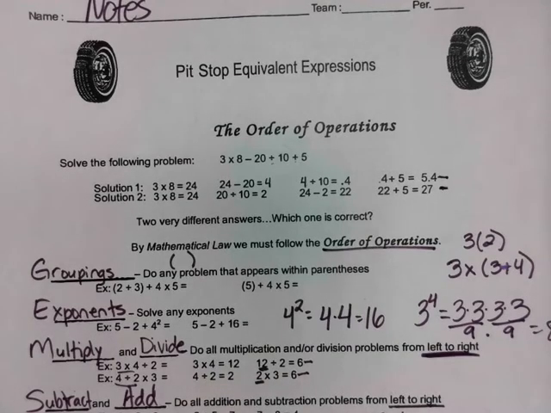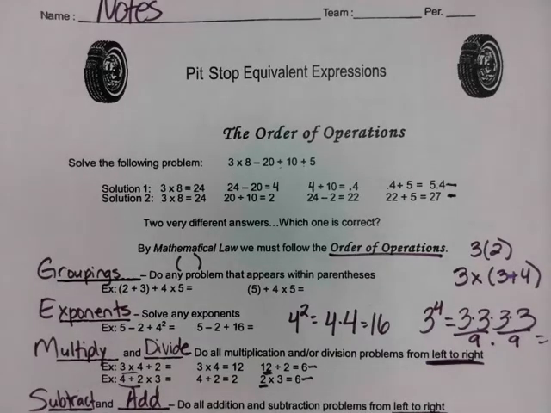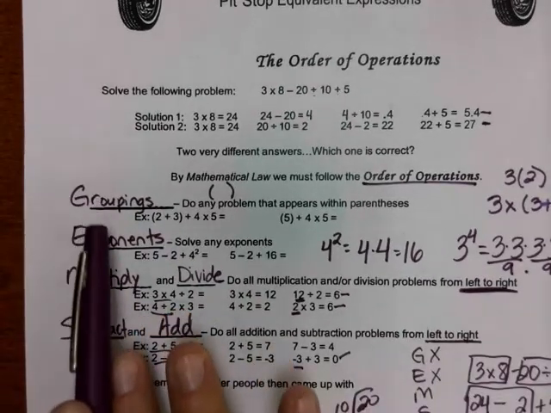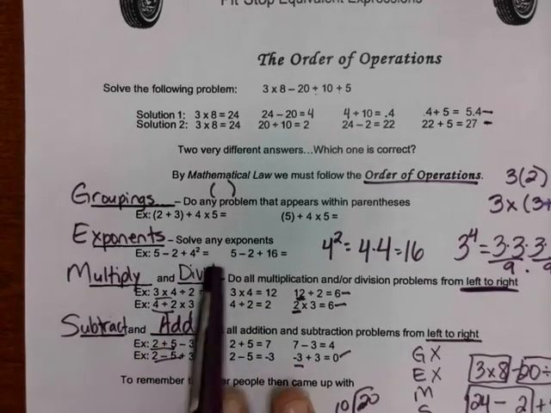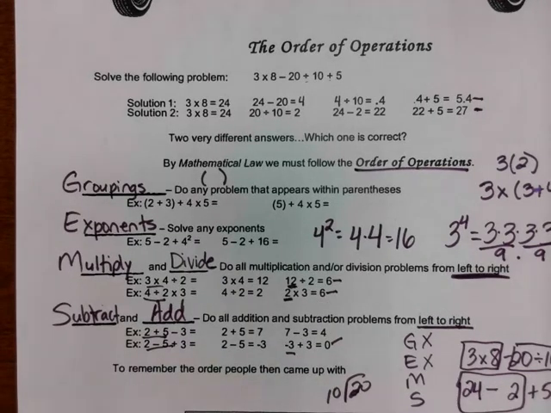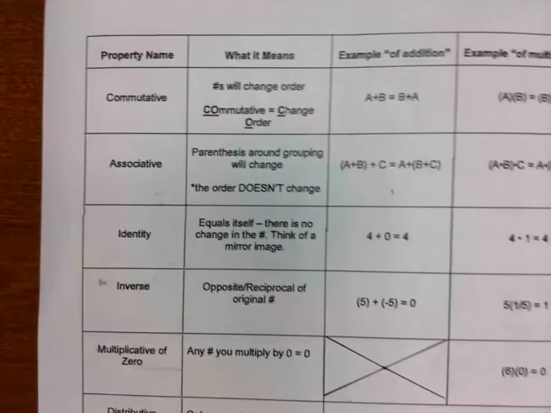Today we're going to be continuing our notes for equivalent expressions. We started yesterday with order of operations, talking about GEMS: groupings, exponents, multiplication and division, and then addition and subtraction. And always making sure we follow the order of operations so we get the correct answer in the end.